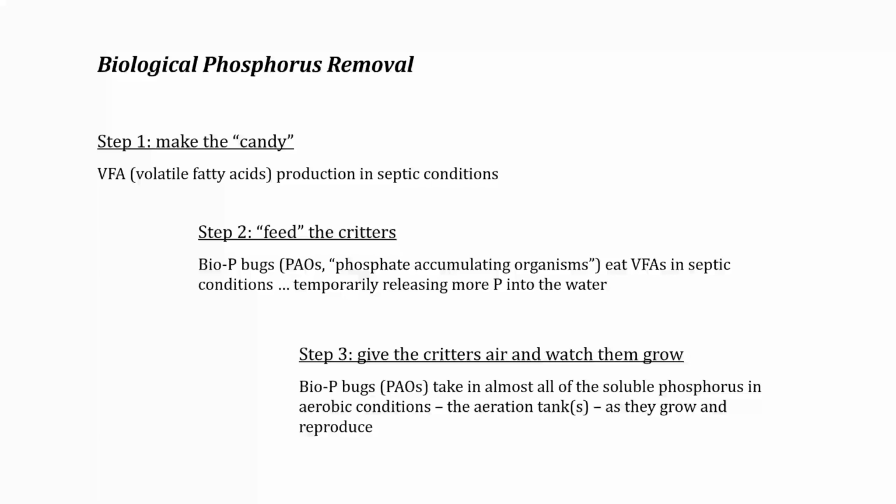They're going to take the soluble phosphorus that was in the influent. They're going to take the soluble phosphorus they released back here in step 2, and they're going to bring that into their cells as they multiply. So you end up with more organisms after the aeration, and each organism has a very high concentration of phosphorus in its body, and then the phosphorus is removed as waste sludge.